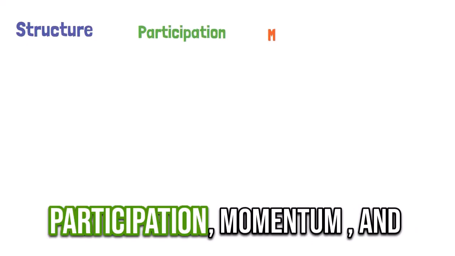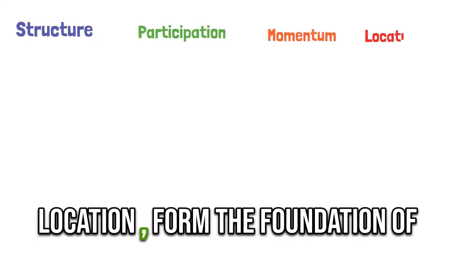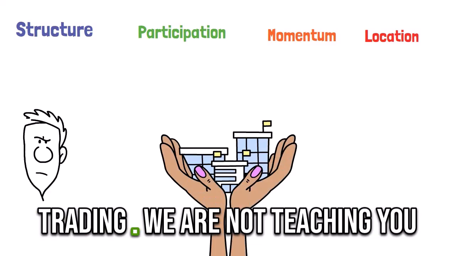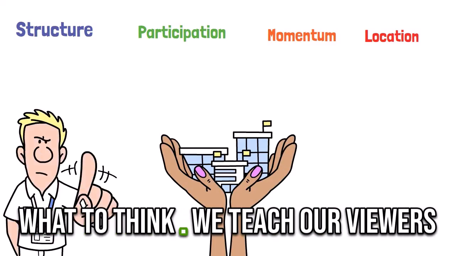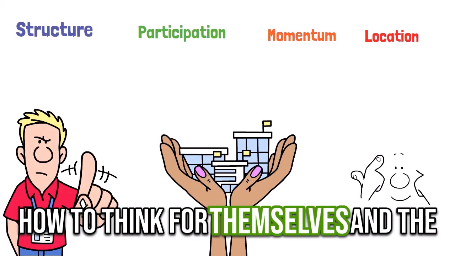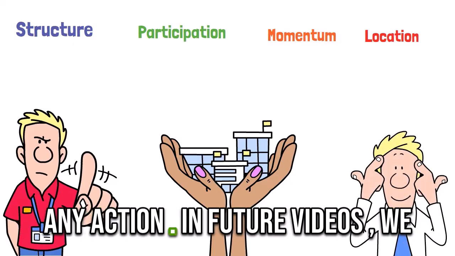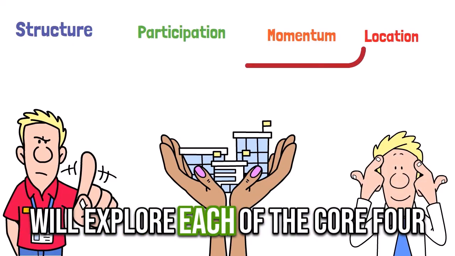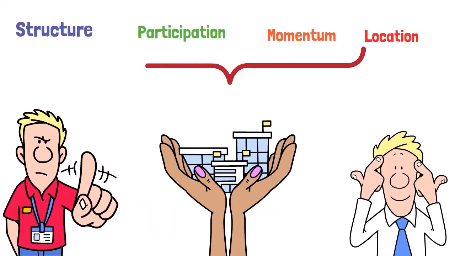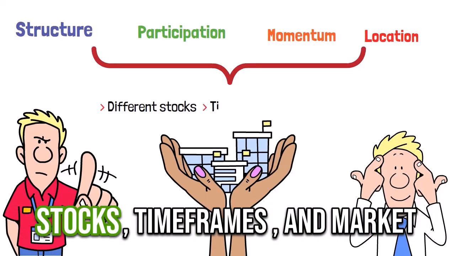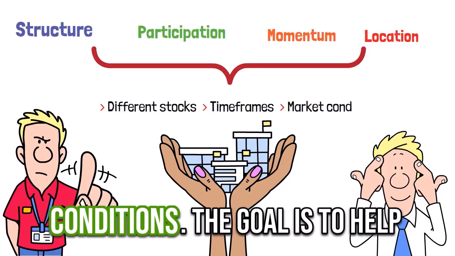These 4 concepts, structure, participation, momentum, and location, form the foundation of the Chart Whisperer style of trading. We are not teaching you what to think. We teach our viewers how to think for themselves and the proper way to observe before taking any action. In future videos, we will explore each of the Core 4 elements in detail, as they provide us with a framework that can be applied across different stocks, timeframes, and market conditions.